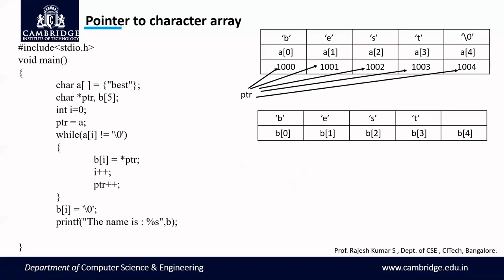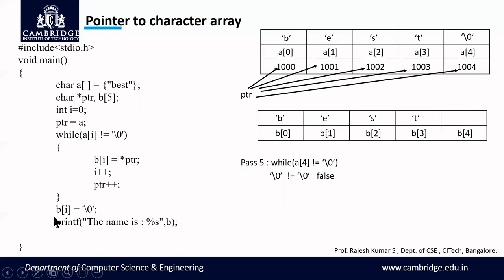Again, the while loop continues. When the while loop continues, I value is 4. A of 4, what is A of 4? A of 4 is null. Null is not equal to null? The condition becomes false. When the condition becomes false, we'll come out of the while loop. We know that A is the source array and B is the destination array. The destination array also should end with a null value.